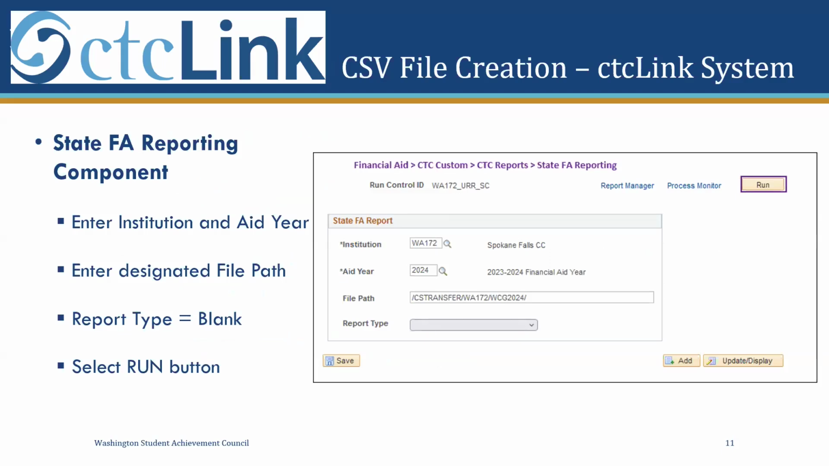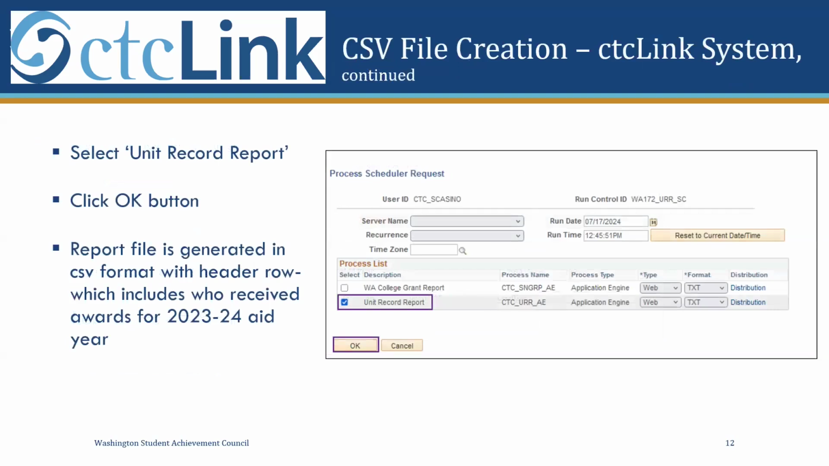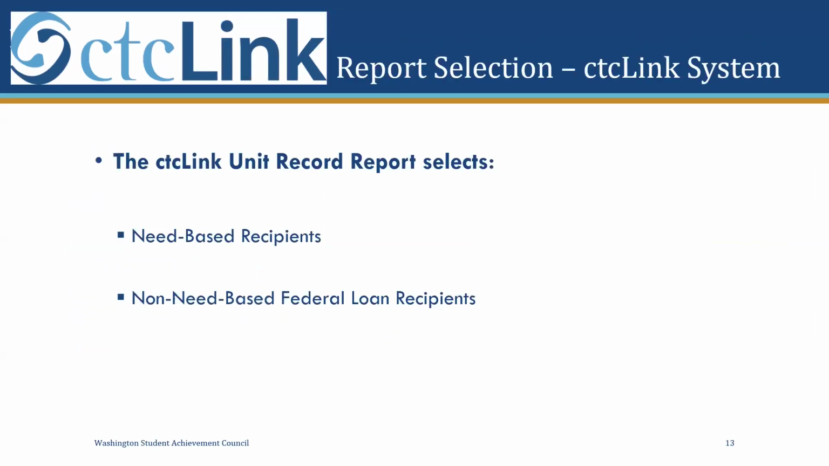Thank you, Marla. To generate the CSV file and related cleanup reports or the supplemental reports, you'll enter your institution and aid year 2024 in the state financial aid reporting component. You'll enter the designated file path, set your report type to blank and select run. In the process scheduler request page, you'll select unit record, click OK, and the report file is generated in the CSV format with the header row, which includes those who received awards for the 23-24 aid year. And the ctcLink unit record report selects need-based recipients and non-need-based federal loan recipients.